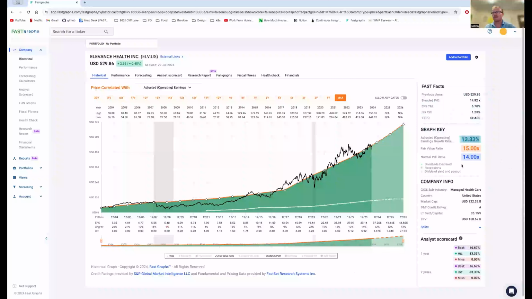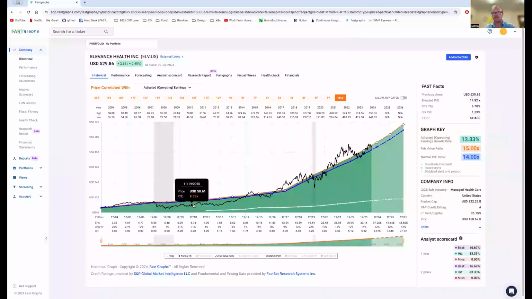So this is representing the growth rate of that orange line that we see. The fair value ratio is this 15 right here. So that is the actual ratio this orange line is plotted at. And then we also have this thing that's called the normal PE. The normal PE is what the market has normally traded this stock at. Okay. So I can see that this is traded normally at a 14 times multiple instead of a 15.